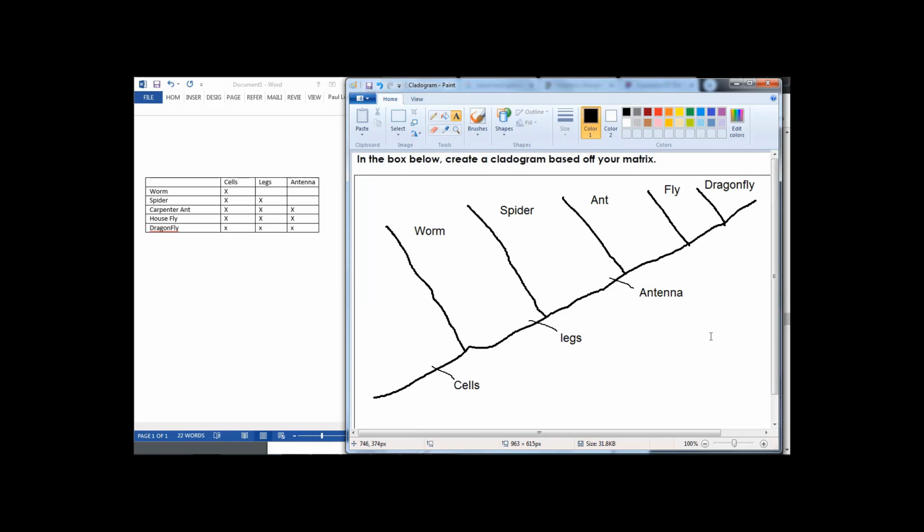So that's how you start this, and you can go ahead and finish this up for the other segments on a cladogram. If you have any further questions, please see your science teacher.